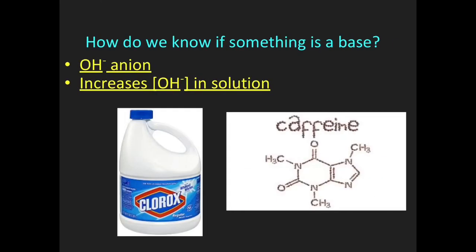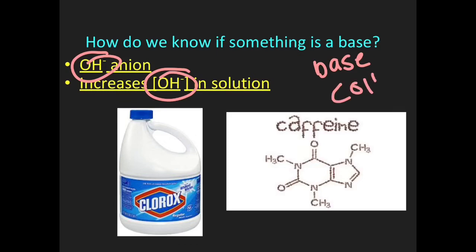All right, and then how do we know if something's a base? You're going to see an OH anion. It's always going to end in OH. So that's where you see that increase in OH concentration in a solution. So as we're talking about base, always associate base with OH. All right.